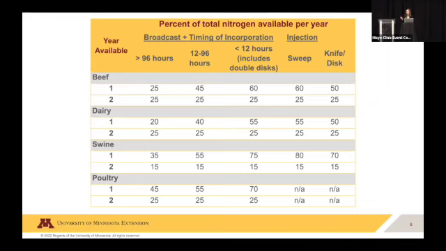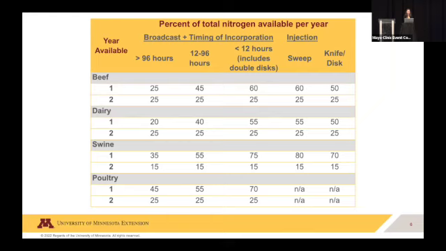So whether it's immediate incorporation with double discs, or incorporating it within 12 hours, just coming through with a plow afterwards, that will generally also have high nitrogen availability. But you can see as we get to 12 to 96 hours, which is half a day to 4 days after applying it, you have less nitrogen available. And then incorporating it after 4 days after it's applied, it's even less nitrogen.